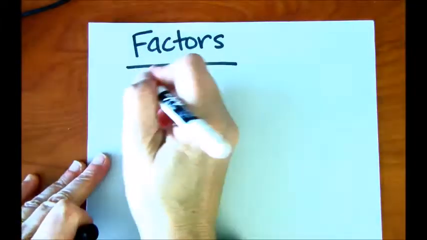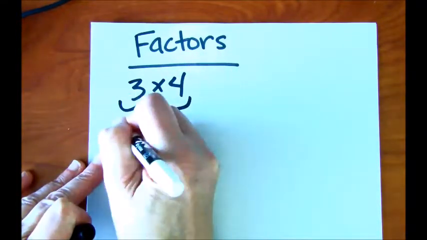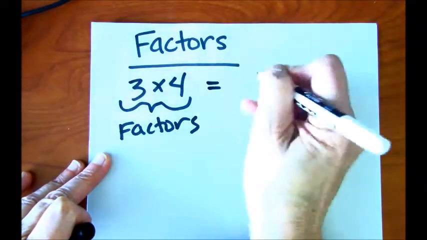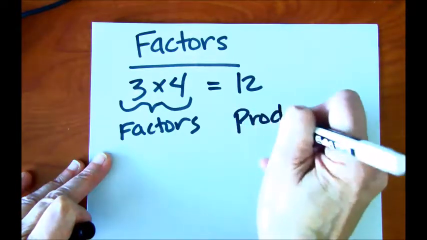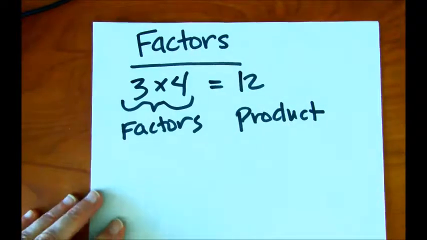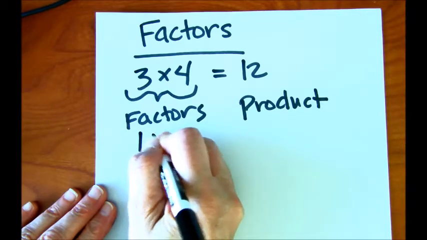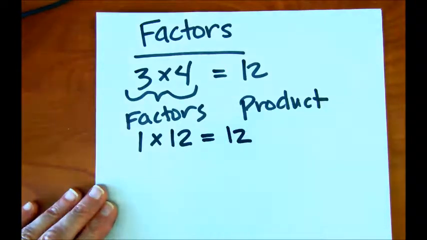So for instance, if I have 3 times 4, these are called the factors because I'm multiplying them together, and the result, which is 12, is called the product. Now, there are some other factors that make up 12, and we can think about the other factors. So if we think of the smallest number 1, 1 times what will give you 12? Well, 1 times 12 will give you 12.